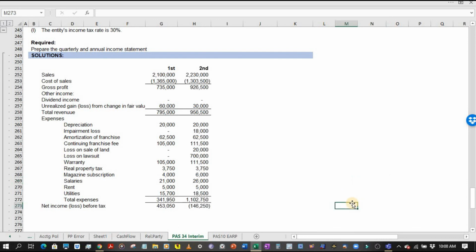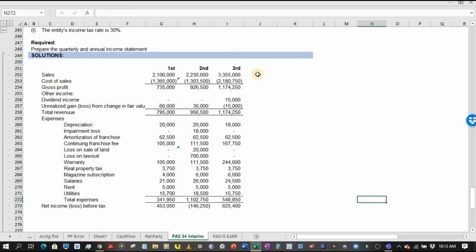Now for the second quarter, this will cover the months of April to June because we are preparing the non-cumulative income statement. So this will only cover 3 months of operating results. And again, these amounts were taken from the computation that we did a while ago. So now for the second quarter, we don't have a net income before tax. Instead, we have a loss of 146,250 pesos. Then for the third quarter, again, these are the figures that were taken from the previous computation.